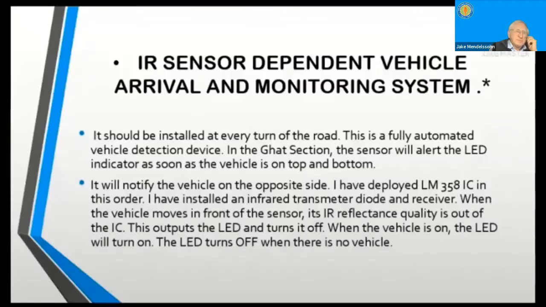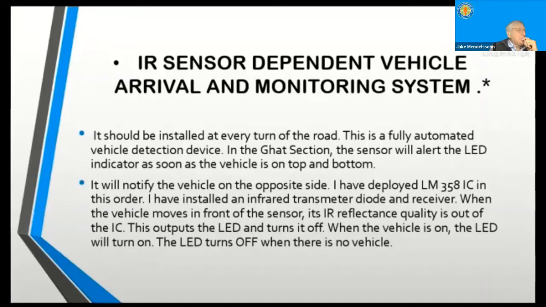Second one is IR sensor dependent vehicle arrival and monitoring system. It should be installed at every turn of the road. This is a fully automated vehicle detection device. In the ghat section, the sensor will alert the LED indicator as soon as a vehicle is at the top and the bottom of the road. It will notify the vehicle on the opposite side.